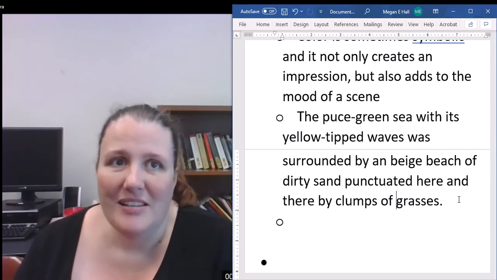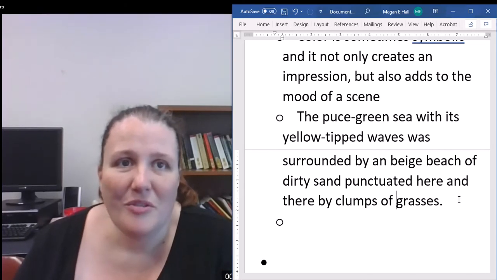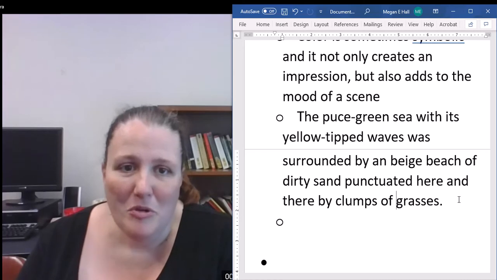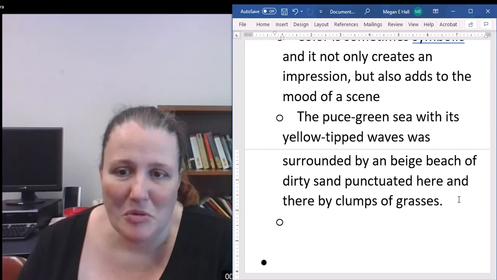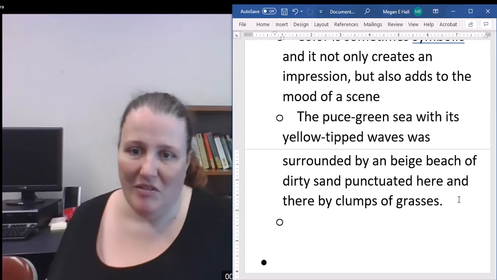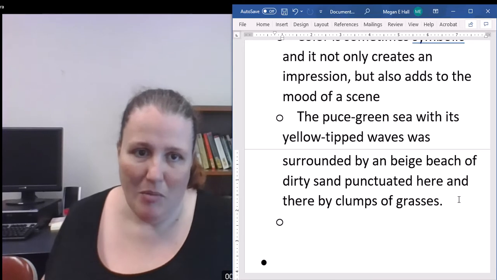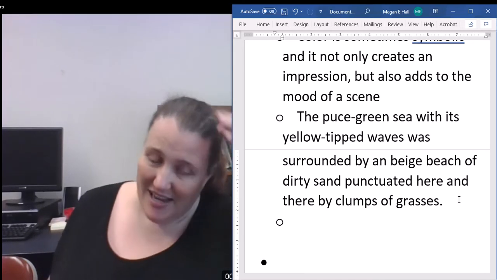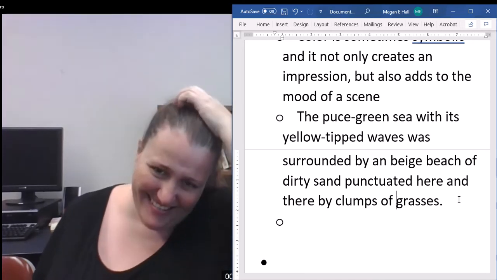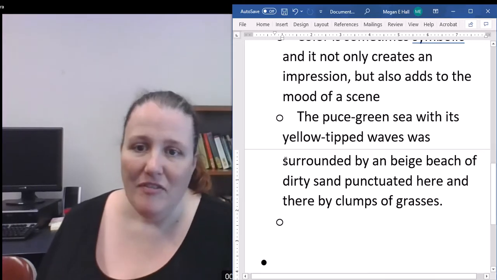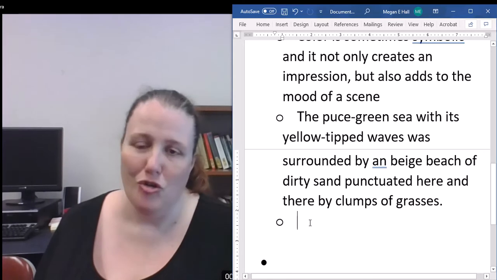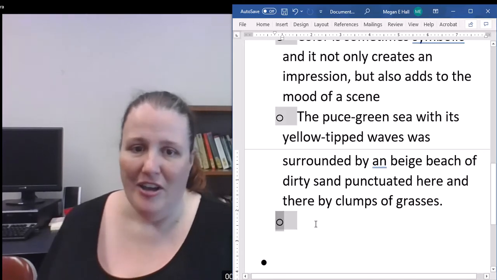I would assume that sapphire goes with pristine, that it's so clear you can see through it like a gem. Puce green says there's some maybe sewage in there or something. There's pollution going on. This is not a beach that I want to go to. White sands versus beige. The white alabaster sands versus the beige. Does it have to be quite this detailed? No.